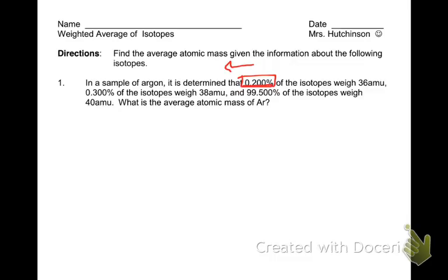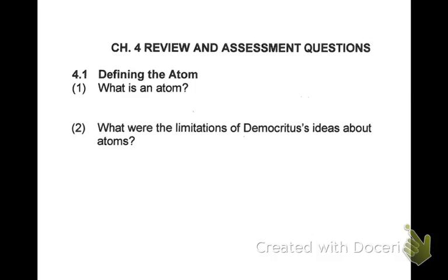Once you've completed this worksheet, you can then begin to work on the review packet for this particular portion of Unit 2. It looks like this, so it's review and assessment questions of our Unit 2. It starts with what is an atom, and then what are the limitations of Democritus's ideas, and so on and so forth. I also have them up on the website with the answer key so you can check as you are going along.